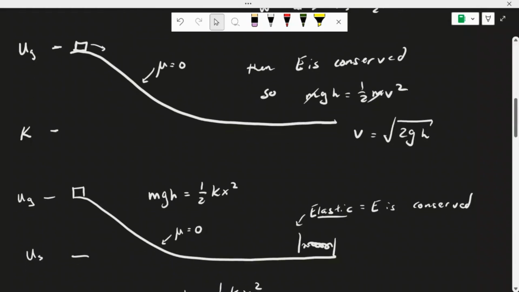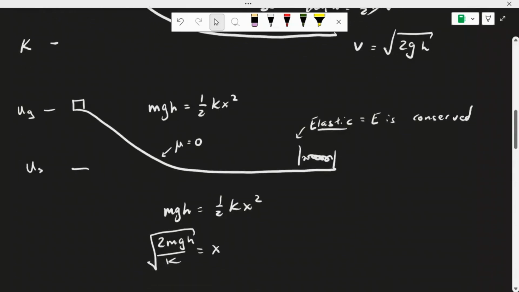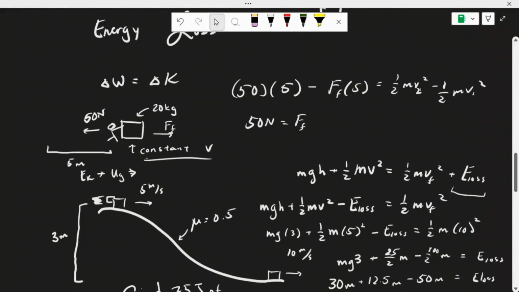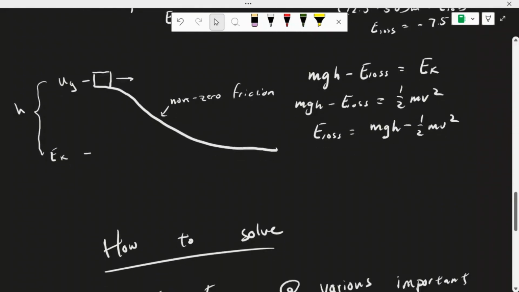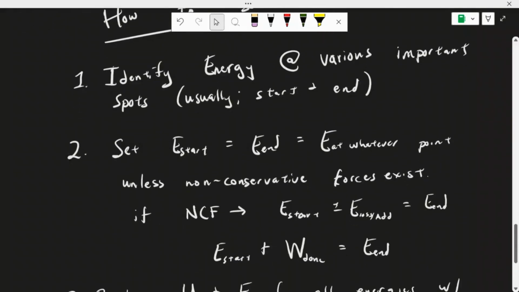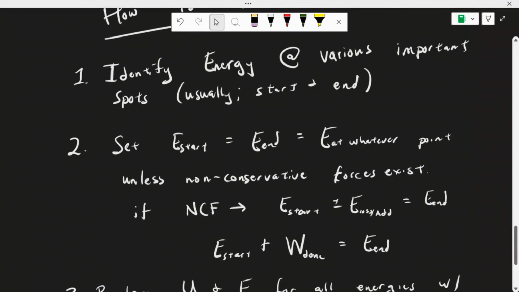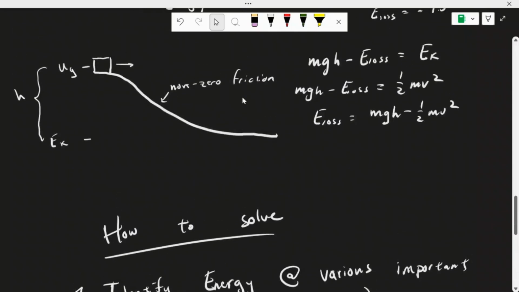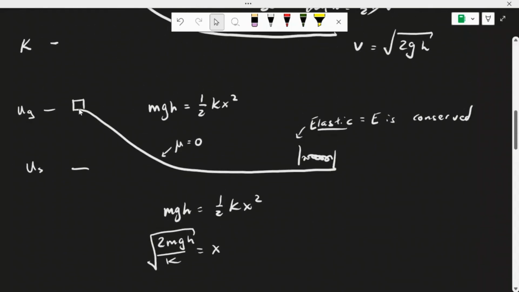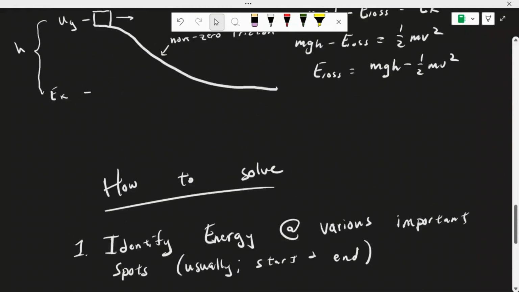In order to solve these problems, we do a bunch of them here as sample problems and then go over energy loss and energy adding, right? So really you would identify the energy at various important spots. If we look back up here at the top, we identified at the beginning, we have gravitational potential energy because we are above 0. At the end, we have only spring because the spring is collapsed.